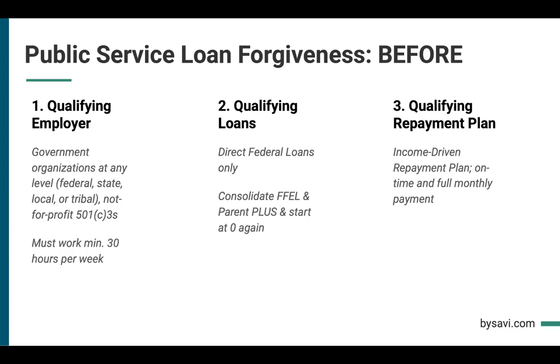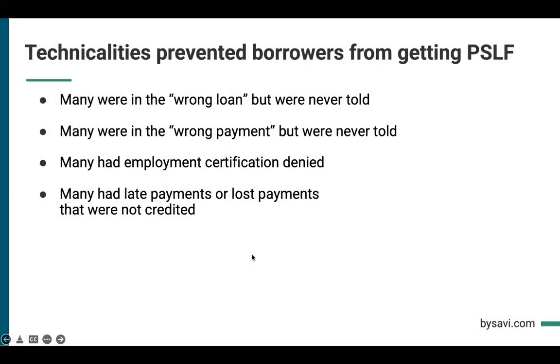So unless you satisfied all three of these things simultaneously, you weren't going to be getting credit towards that 120 to achieve public service loan forgiveness. So you had borrowers who were working more than 30 hours a week for a qualifying institution, thinking that they were going to be eligible that whole time, and found out that because you didn't have the right loan type or because you didn't have the right repayment plan, unfortunately none of those payments counted. And you basically either need to start over, or you're only going to get credit from the period going forward where you are on the right repayment plan or have the right loan type.